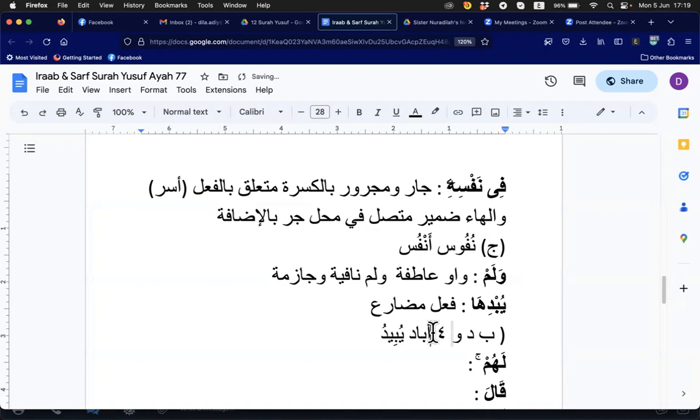Here it is waw. So what will be the madi and mudhari for ba dal waw? Aslama becomes Yuslimu. The madi first. Aslama becomes af'ala. Abdawa would have been the normal, but what happens to naqis? What happens to the waw at the end? The harakah will go to that. It will be transferred and waw will become alif. Yes, exactly. So it becomes abda.